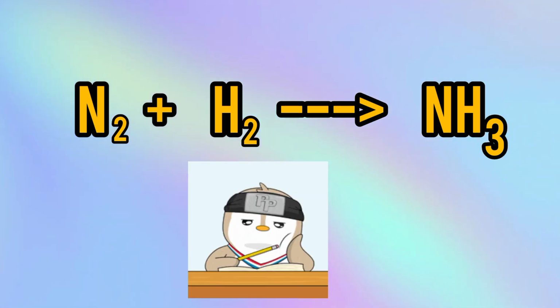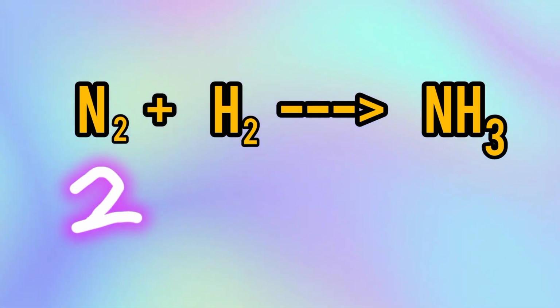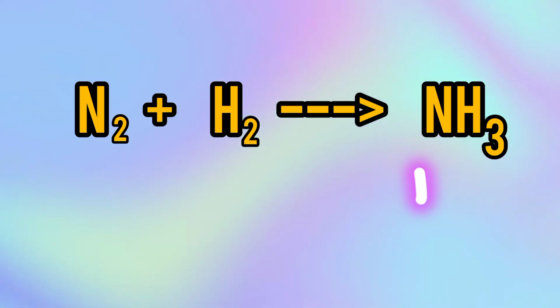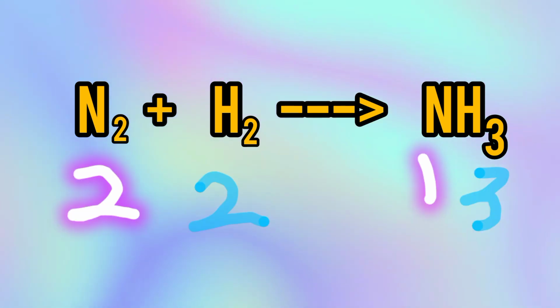This is the equation that was given in the previous video, so let's balance it. We have 2 atoms of nitrogen and 2 atoms of hydrogen on the reactant side, and we have 1 atom of nitrogen and 3 atoms of hydrogen on the product side. Nitrogen and hydrogen are not balanced. So what do we do?